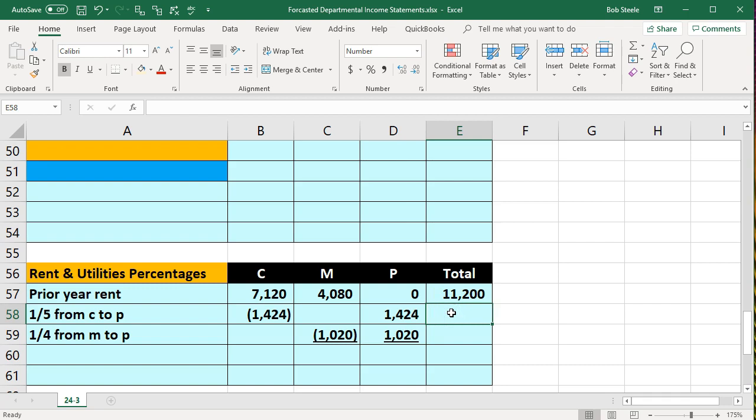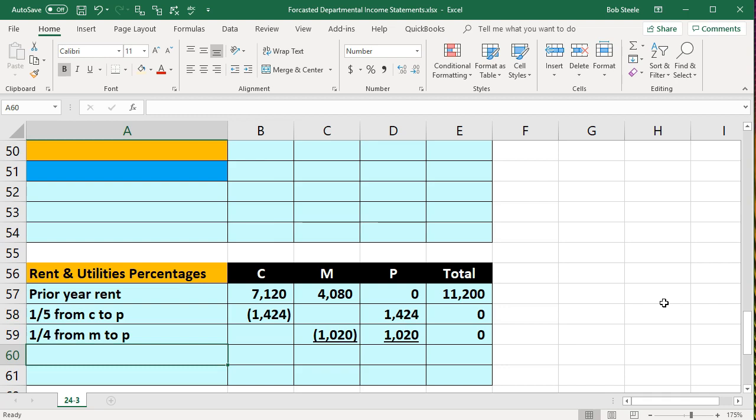In other words, if I sum this up this way, C, M, and P, and I sum this up this way, C, M, and P, no change. Rent remained the same. In total, we're just going to take 1/5 from what we allocated to C last time, allocated to P, 1/4 than what was allocated to M last time, allocated to P, and that's going to be it. So now we're going to have the current year rent.